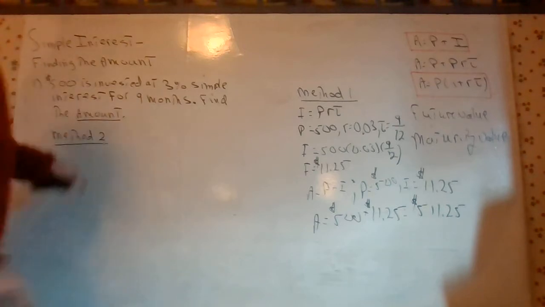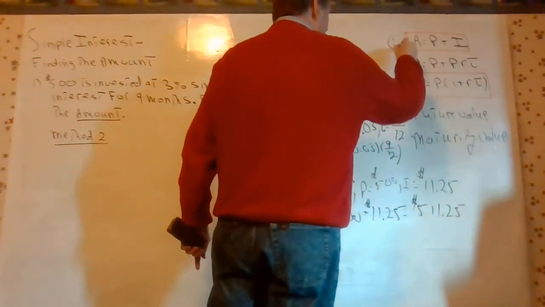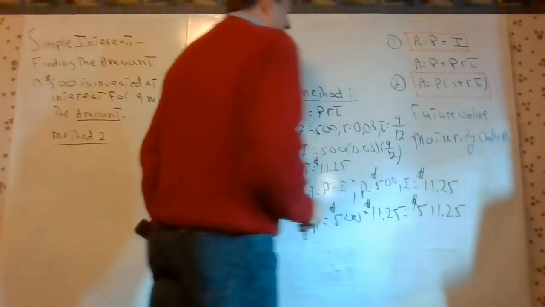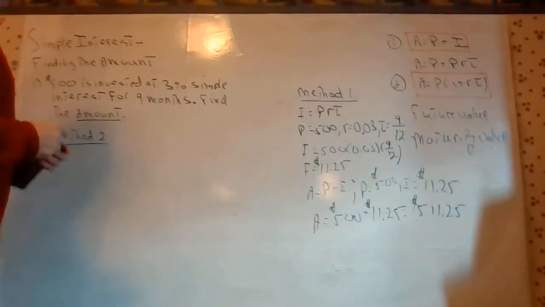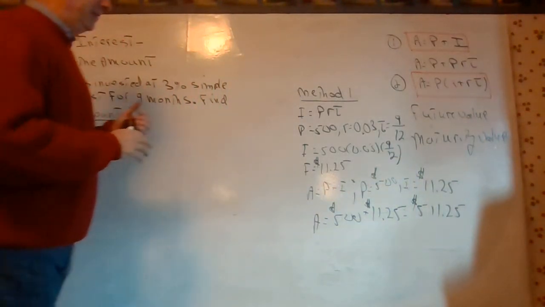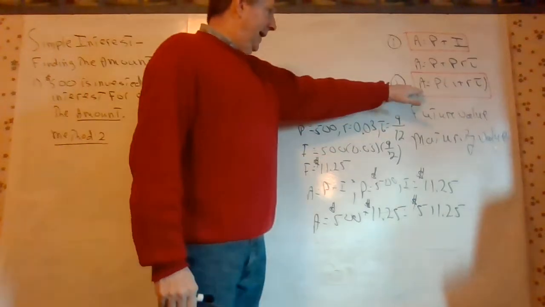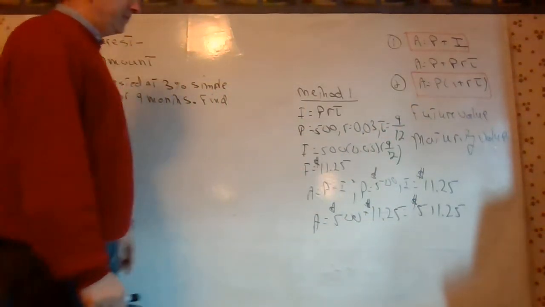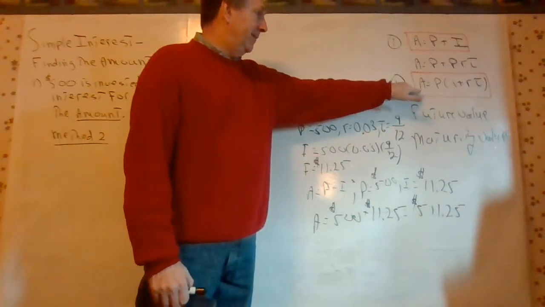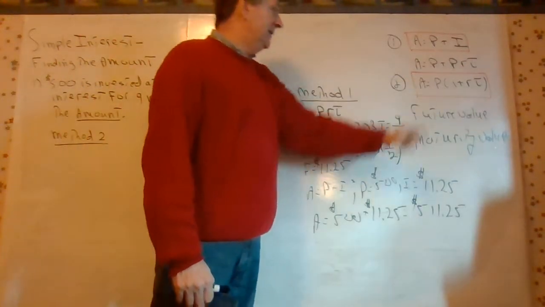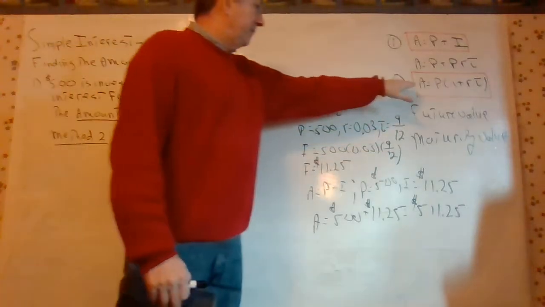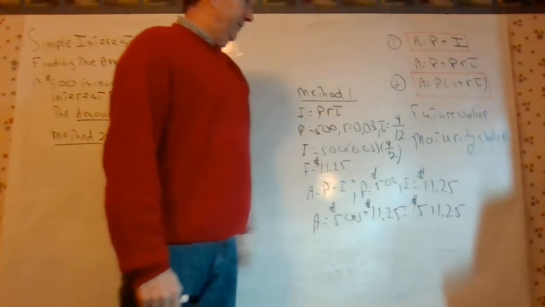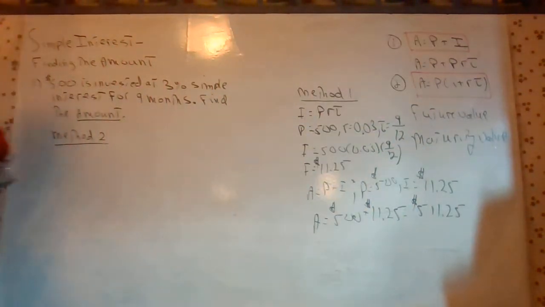Now method 2, that's method 1. Method 2, we're just going to use this formula. And this formula is useful and necessary because after we finish simple interest, we're going to study compound interest. And this formula really is a good prelude to compound interest. If you understand this, compound interest is just this formula over and over and over again. So that's why we're doing it.